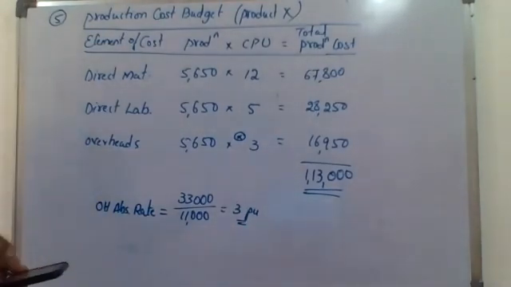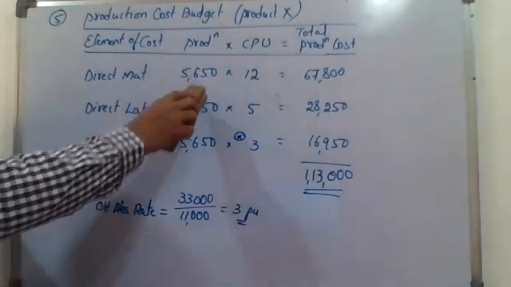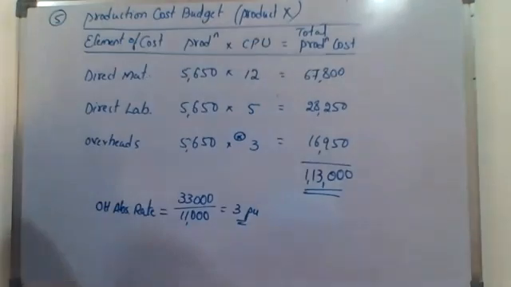This is production cost budget. What do we learn in production cost budget? The production units are multiplied with the cost per unit of the respective element of cost to get the total.